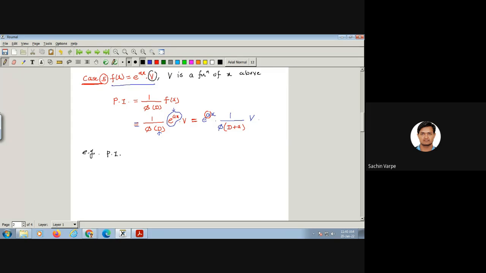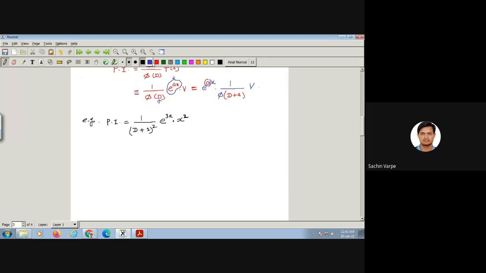pi equals 1 upon, say, simply take d square, instead of this, let's write it like this: d plus 2 the whole square, e to the power 3x into, say, x square. Okay. So what the case says, we take the exponential function outside the operator, so e raised to 3x, and immediately we replace this d by d plus a. What is a here?